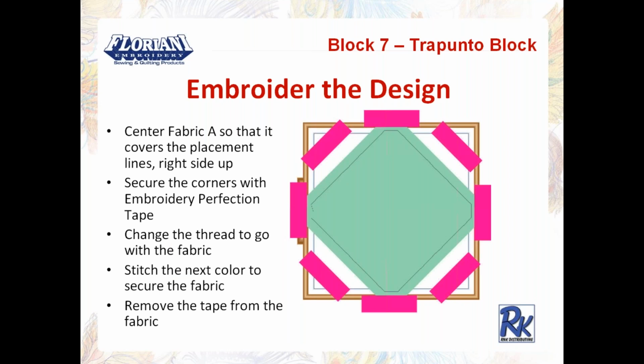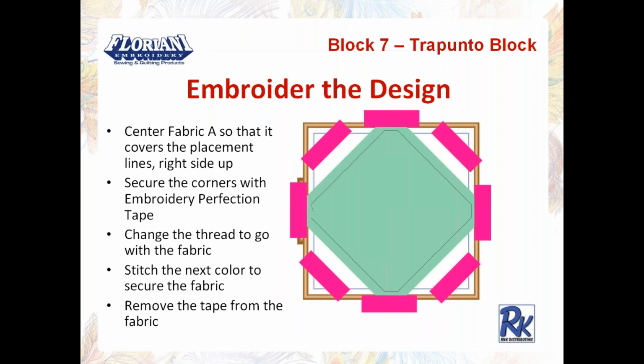Next, what you want to do is take your fabric A and center it so that it covers the placement lines right side up, and you want to secure the corners with embroidery perfection tape. Now, just like we did with the topping, you want to stretch this fabric as tight as you can. Don't stretch it out of shape, but just stretch it good and tight, again, so we mat that batting down temporarily so we have an easier surface to stitch over.